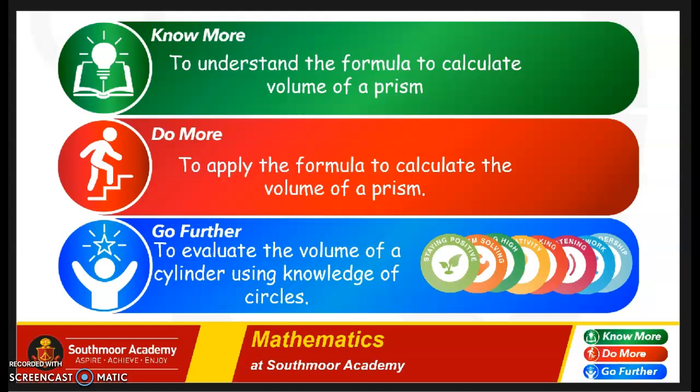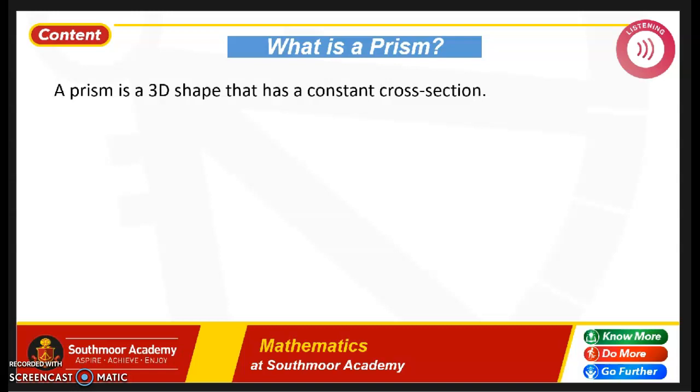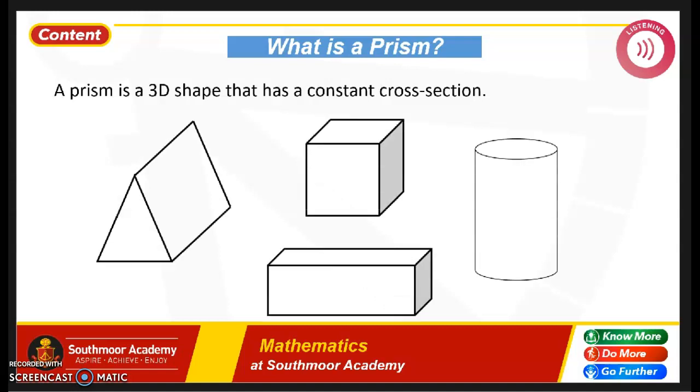Before we begin, first off we need to know what is a prism. So in your book I'd like you to write a subheading of what is a prism. A prism is a 3D shape that has a constant cross section. These shapes here are called prisms. We have a triangular prism, a cube, and then a cuboid. We also have a cylinder. Each of these are prisms.